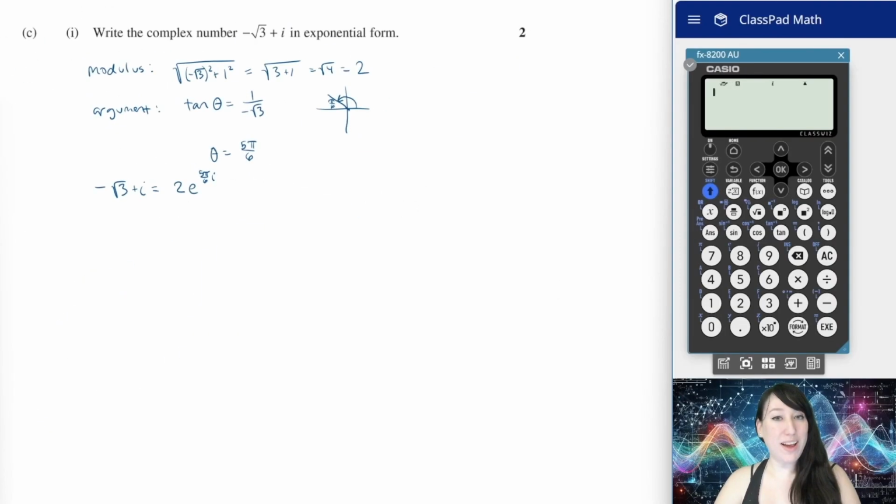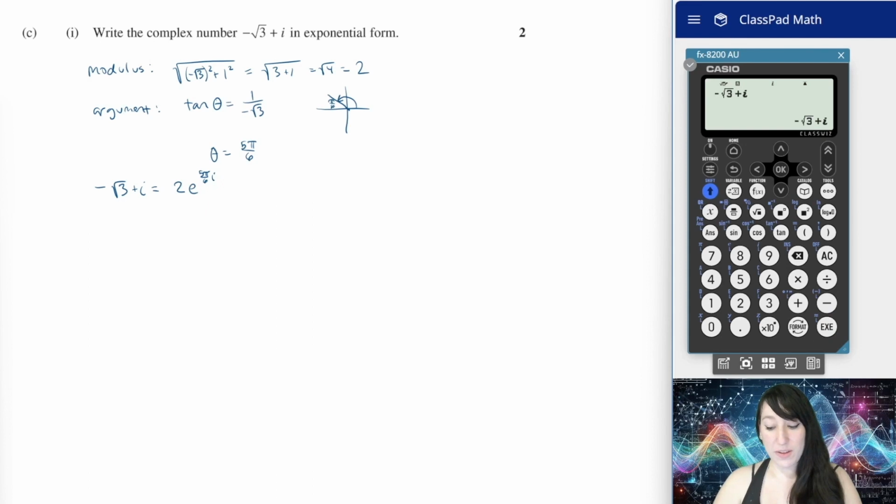Okay, before we moved on, I wanted to show you what you could do with the Casio FX-8200AU in this question. So, if we want to express a complex number which is currently in rectangular form and put it into exponential or polar form, we'd first put it into the calculator. So here I'll put -√3 plus i and hit equals or execute to put that in as the answer.